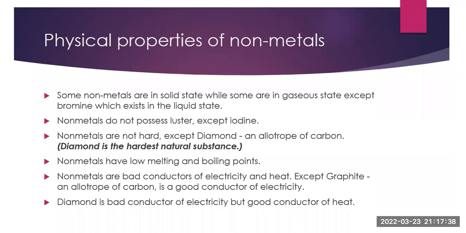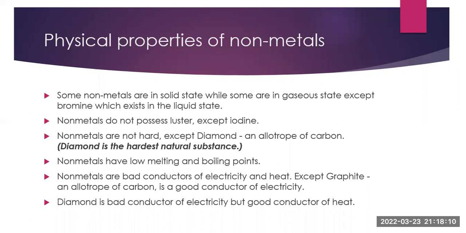Physical properties of nonmetals: some nonmetals are in solid state while some are in gaseous state. The exception is bromine, which exists in the liquid state. Nonmetals do not possess luster except iodine. Nonmetals are not hard. Again, the exception is diamond, which is an allotrope of carbon. Diamond is the hardest natural substance. Nonmetals have low melting and boiling points.